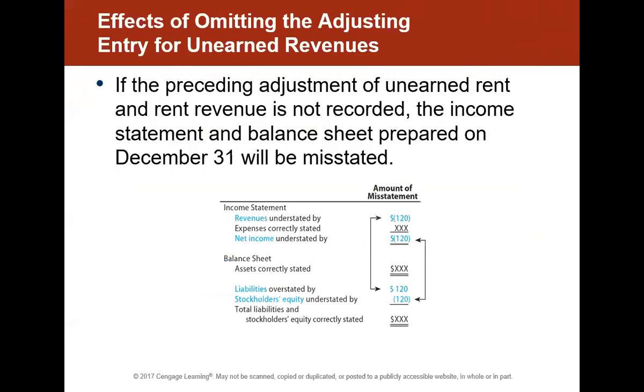Again, in this case, our net income and our equity would both be understated, just like they were when we had an accrued revenue. Okay, the overall effect is the same. So it's a problem if we don't do that adjustment.